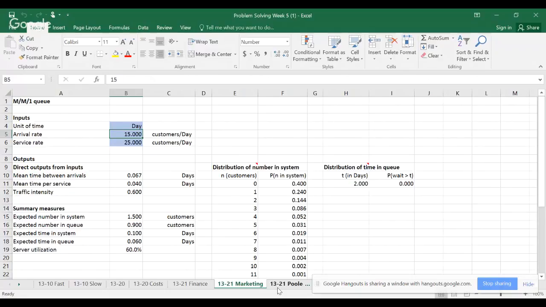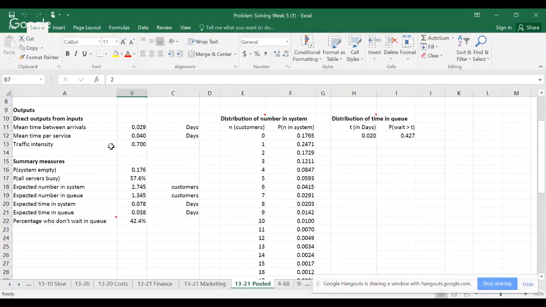All right, but if you pool them, what's our hypothesis? Is it better for one or both? It's definitely going to be better for finance. Is it going to be better for marketing too? You think so? All right, let's look. The expected time in the queue is 0.038. So pooling them actually works better for both departments. This is what we like to call a win-win.